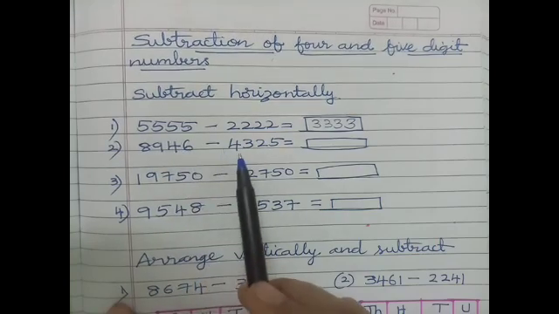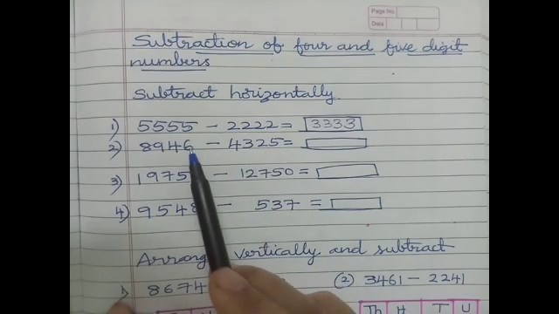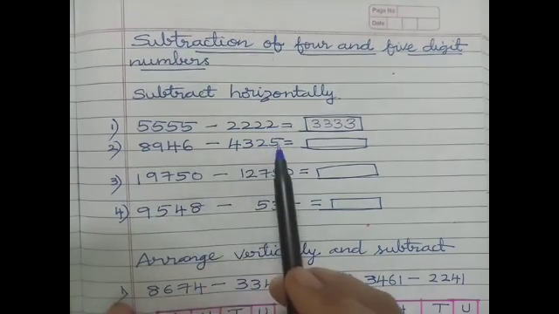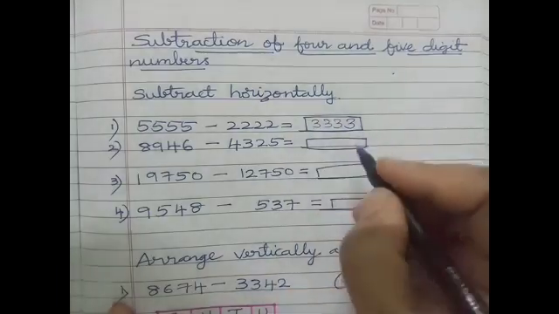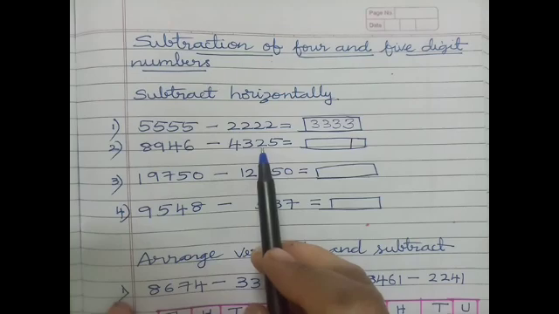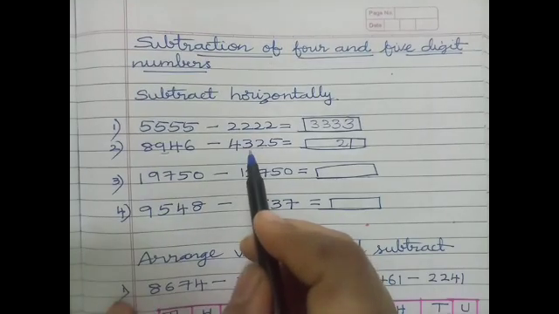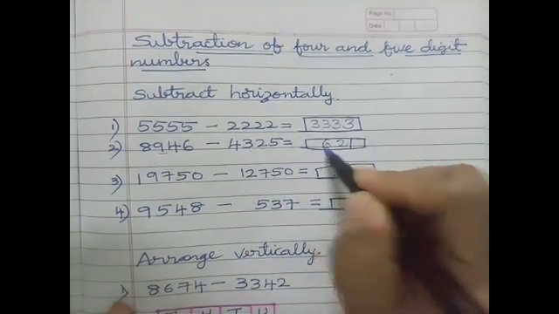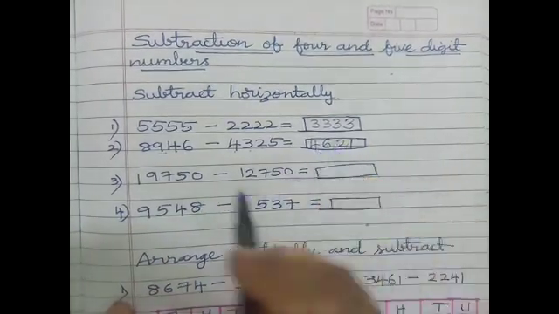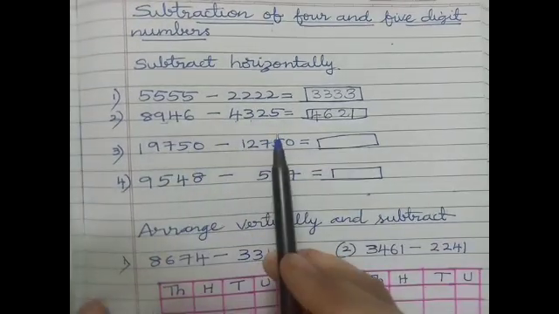Yes. Now 8946 minus 4325. So in the units place you have 6 here and here you have 5. So 6 minus 5, the answer is 1. 4 minus 2, answer is 2. 9 minus 3, that is 6. 8 minus 4 is 4. So this way you are subtracting the 4 digit number in the horizontal arrangement.